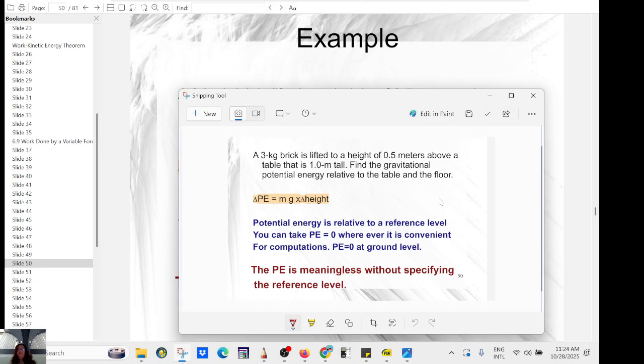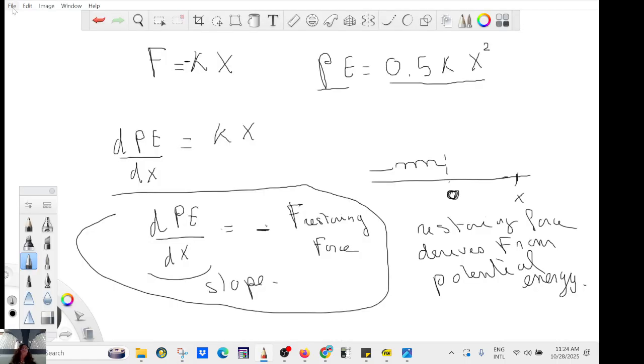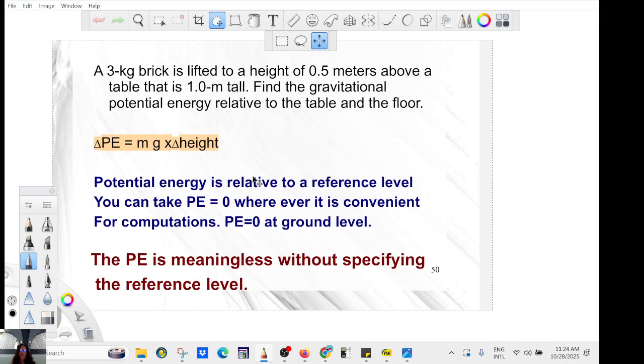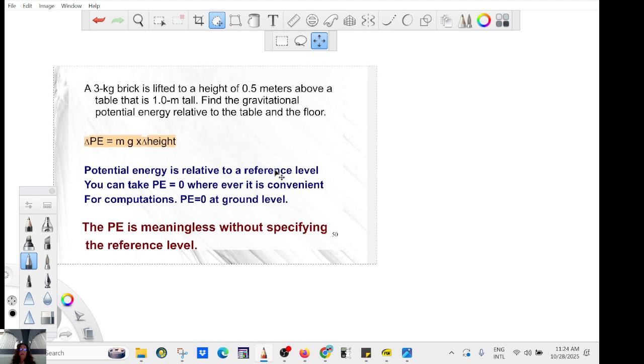So potential energy always depends on the reference level, right? So it's always potential energy relative to what? Relative to what?